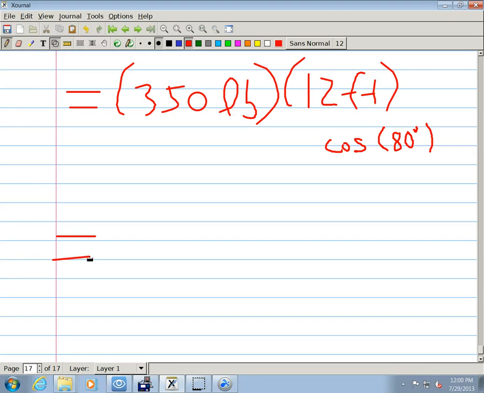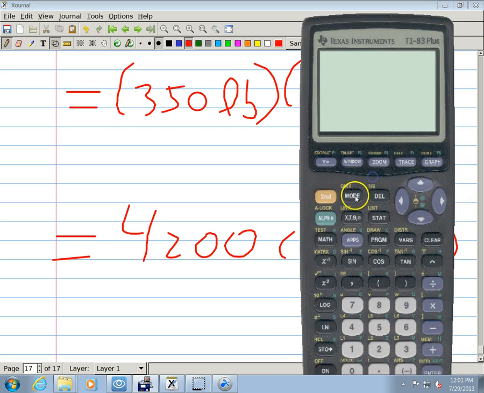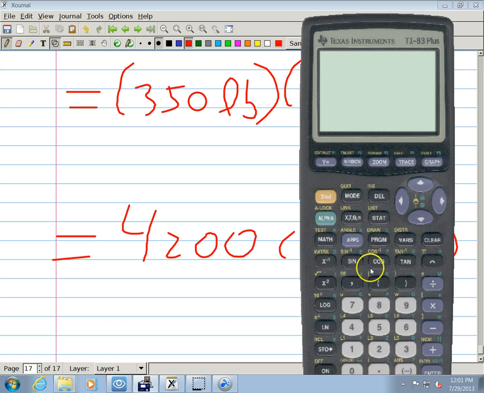Well, 350 times 12, you can do that very easily. 10 times 350, 3,500. 2 times 350, 700. 3,500 and 700 is 4,200. But what's the cosine of 80? 4,200 times the cosine of 80. Well, let's find out. Use the calculator for that. I'm in degree mode, right? Yeah. So the cosine of 80 is much less than 1. So the horizontal component of the force is very little.